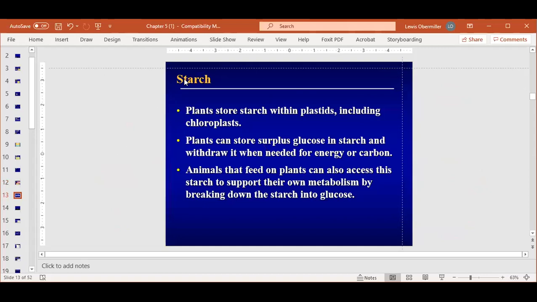So just a reminder, starch is made in plants only, right? They store this in chloroplast. This is just a general term for these plastid regions found in plants. Plants can store extra glucose as starch and use it as energy, like we just talked about. Like during night, they do respiration just like we do.